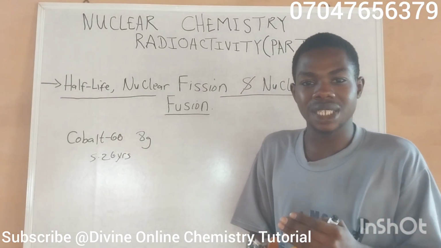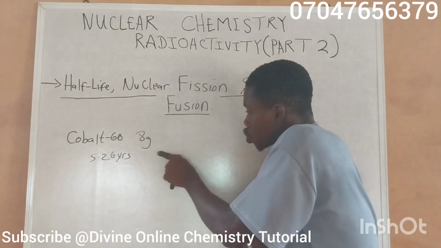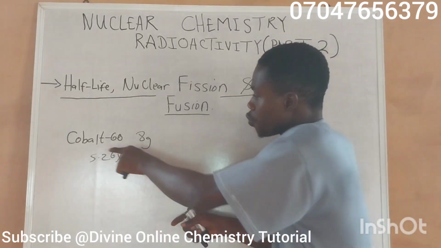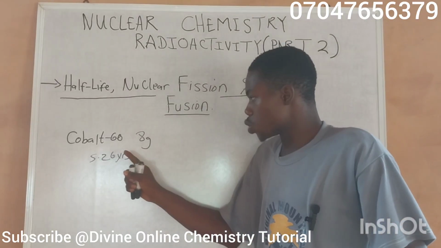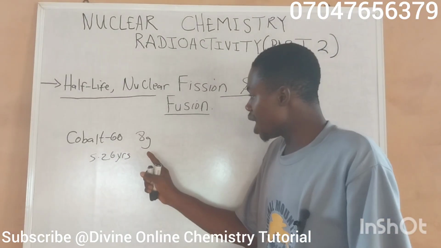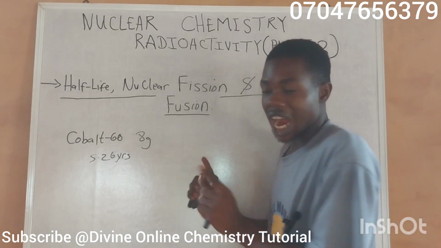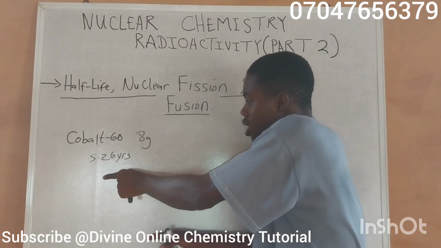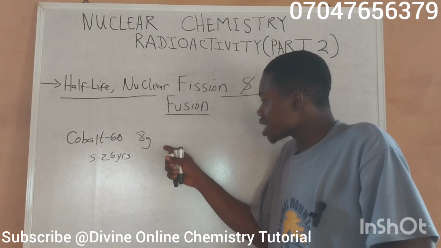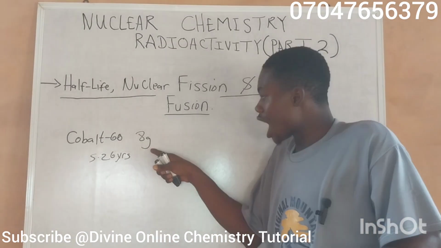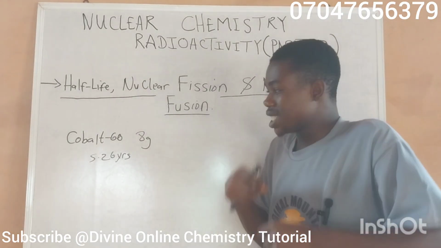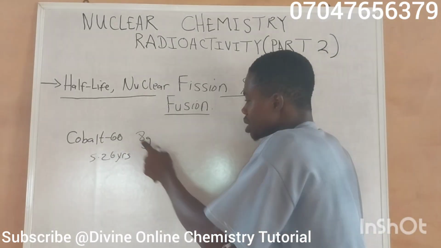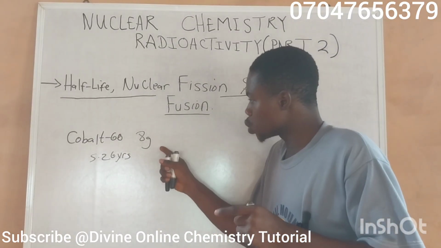The half-life of a radioactive element is the time taken for half of the total number of atoms in a given sample of an element to decay. For instance, I'll make use of cobalt-60, which is a radioactive isotope. If 8 grams of cobalt-60 has a half-life of 5.26 years, then at the end of this 5.26 years, 4 grams, which is half of the 8 grams, will have decayed, remaining only half. Not the whole gram will decay, but just half of it.